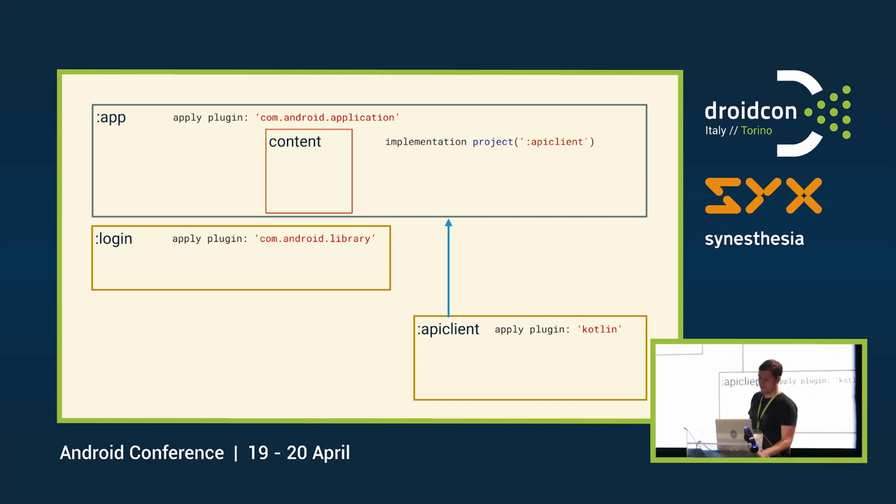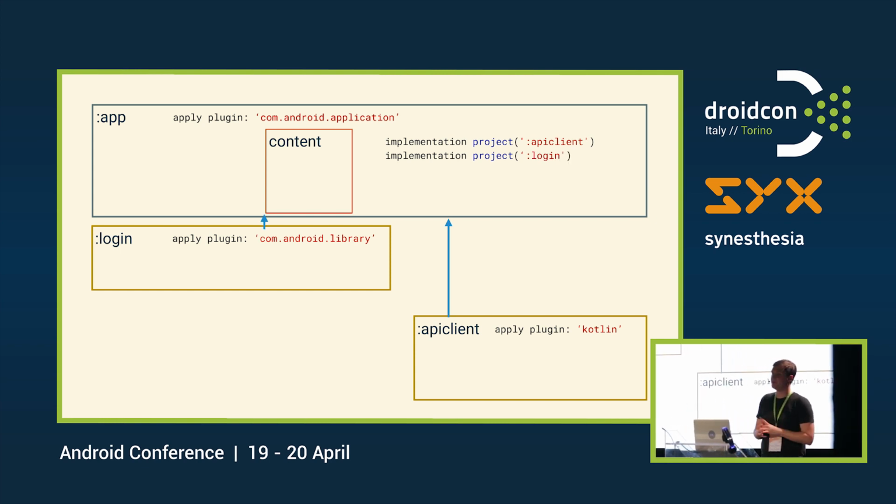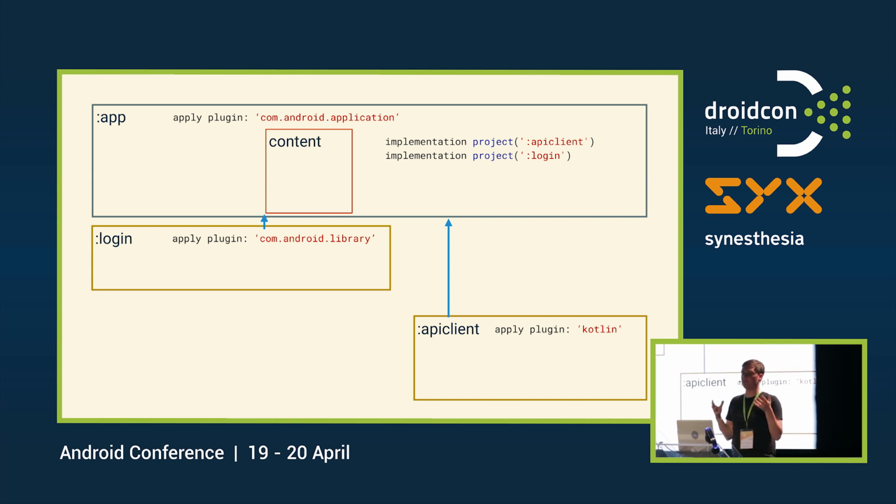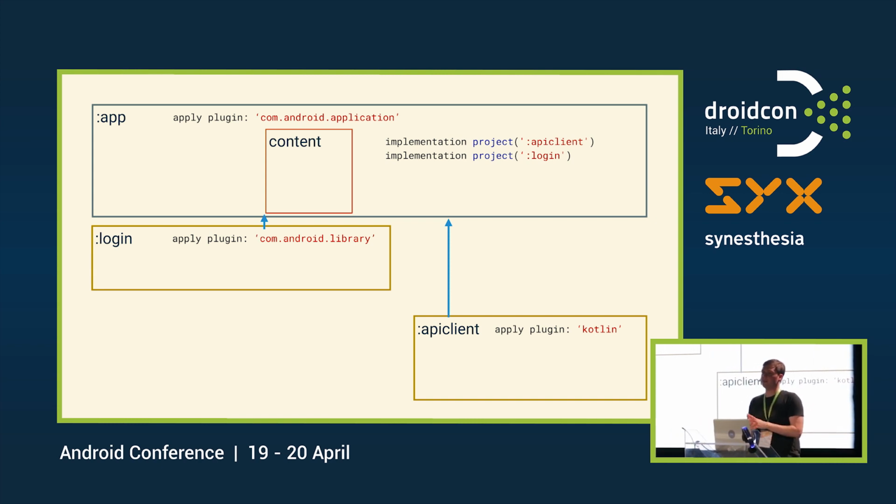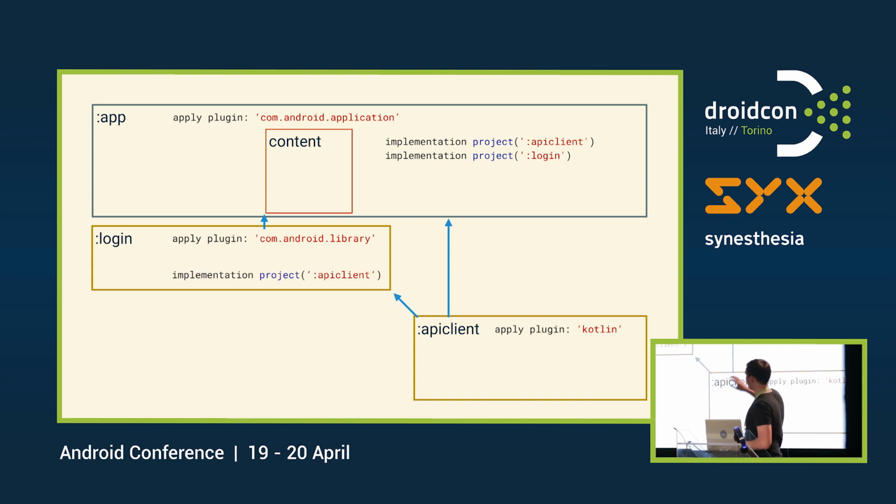Then of course, our application needs to depend on the implementation of the login screen. And if you define an activity in your login module, in the manifest of that login module, the manifest merger in the end will take care of the activity also being in the final application. So you have a lot of different manifests scattered around different modules that then get merged together to one final application manifest. The login screen probably also needs to make API requests, so we have a dependency on the API client.